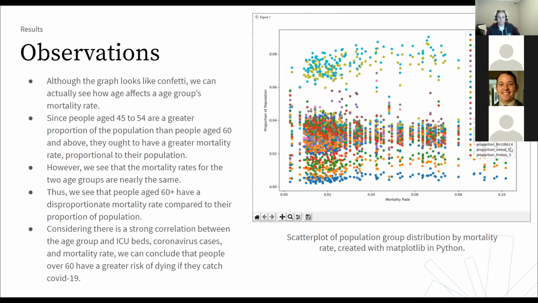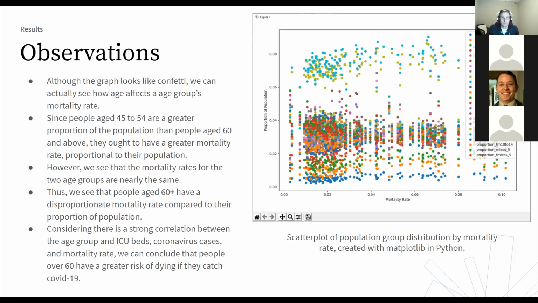The lower ages are about 5 years apart. Once you get into like 45 to 54, the range of ages starts to increase. So that's something to consider. There is a possible limitation to this particular data set because there's some variability between the age ranges.